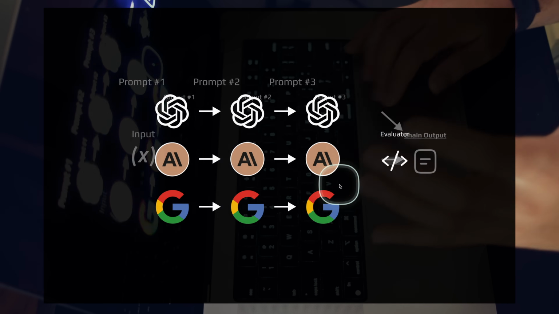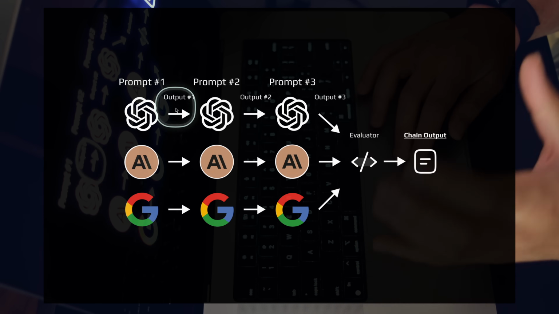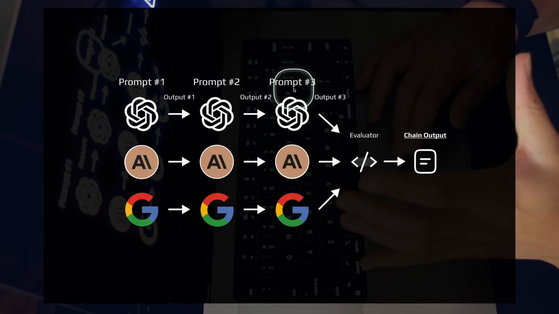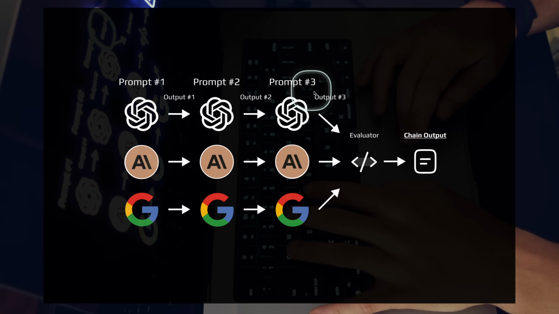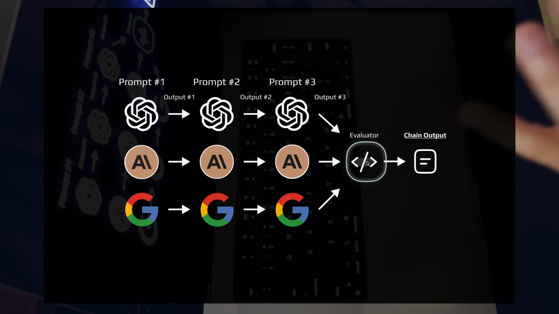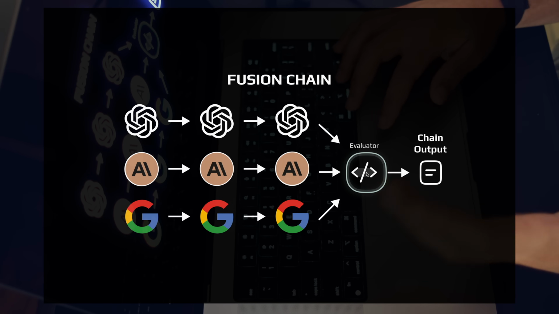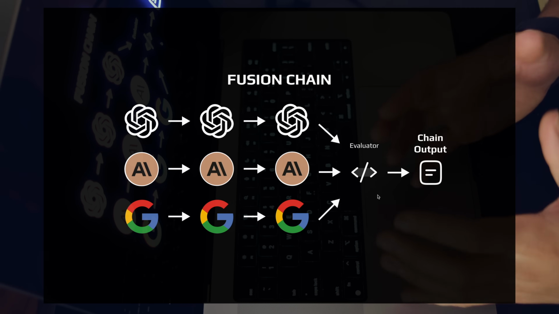So in the end, it looks like this, right? Prompt 1 feeds into prompt 2, 2 to 3, and this can go all the way up to N, as many prompts as you need to chain together. But then you take your results and you merge them together with the evaluator. This is called the fusion chain. Link's going to be in the description. We talked about this a lot in the previous video.